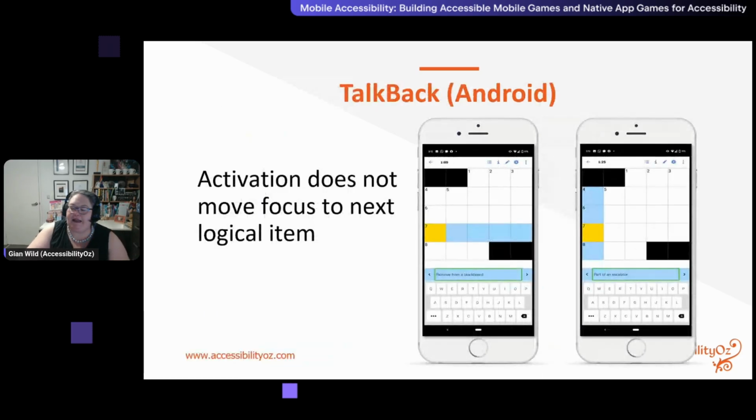This is another example, which is not as bad, but this is TalkBack on Android. If they activate the clue, you would expect that it would take you to that item on the crossword. But instead, activating the clue takes you to the next clue. And once again, there's no indication for a screen reader user as to what is happening. So that's just going to be really confusing.